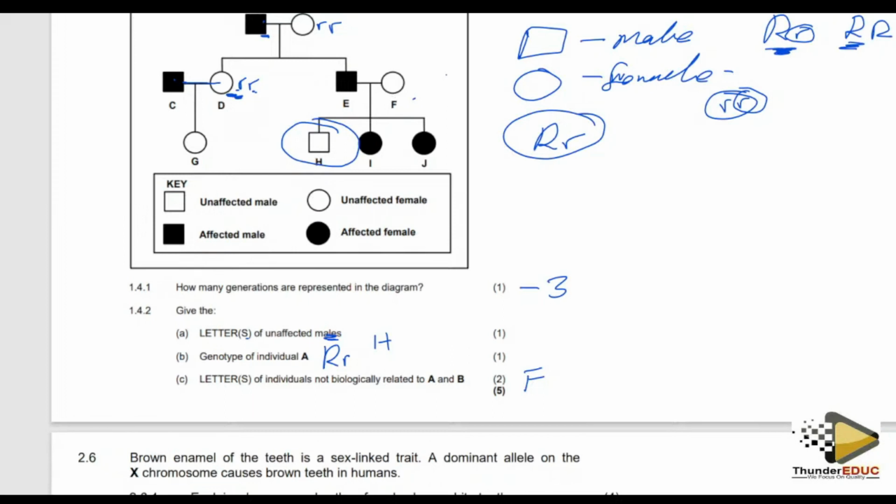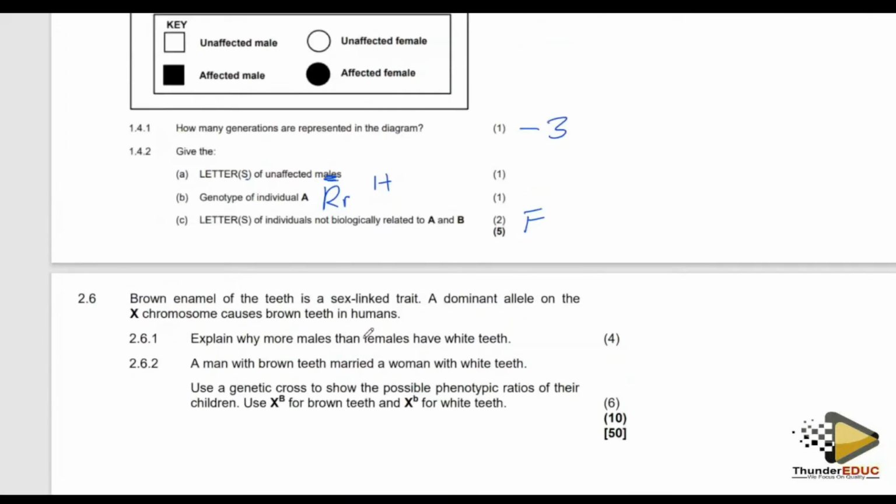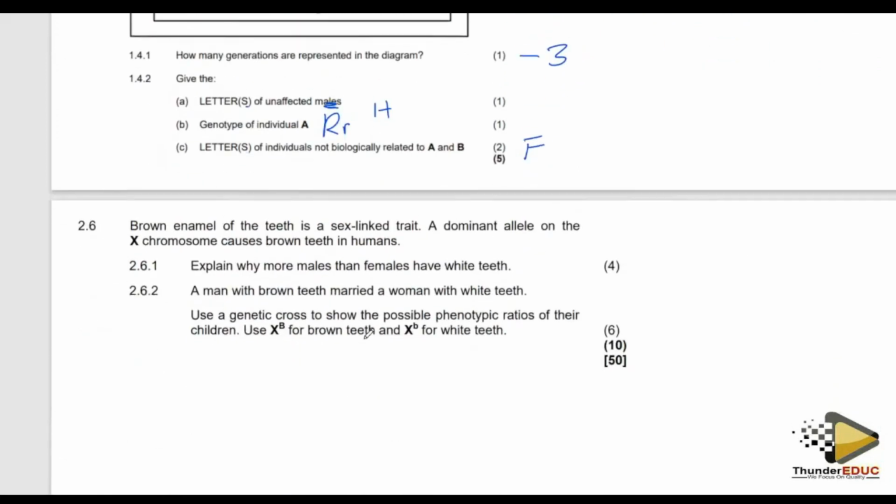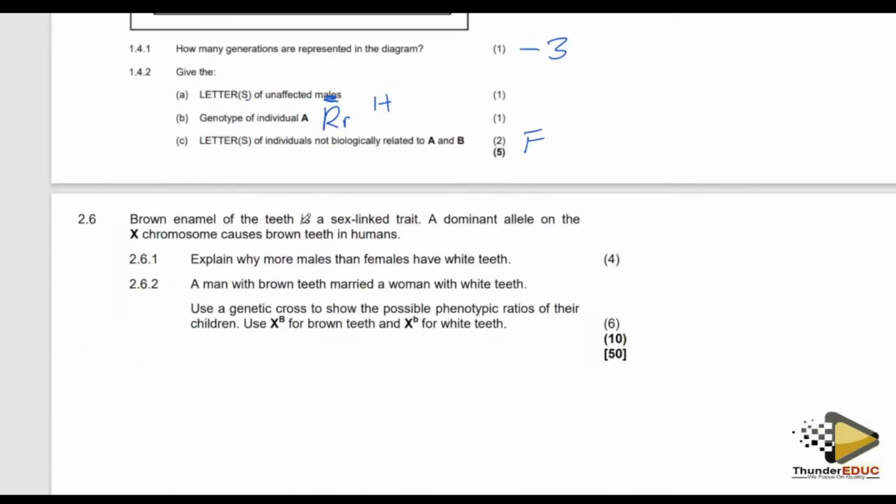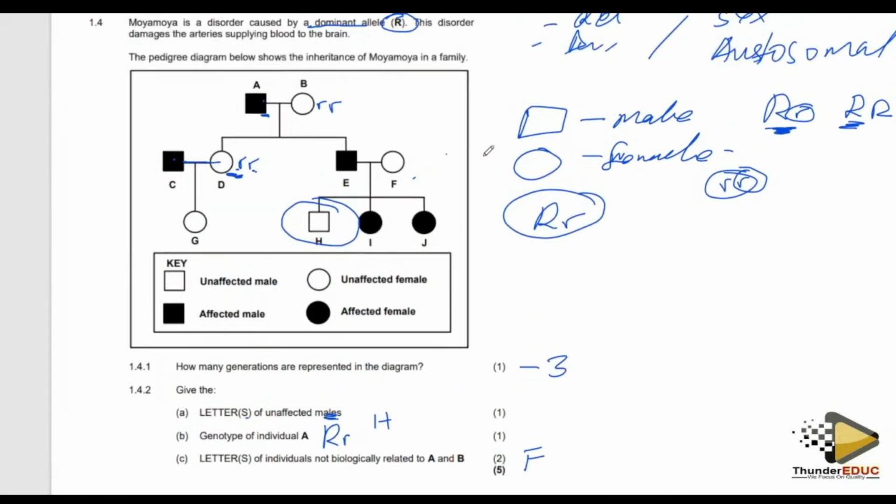Then they are saying that brown enamel of teeth is sex linked. Now here, this question, they have specified that this is sex linked. So in the question, if they don't specify that this is a sex-linked disorder, please do not talk about X and Y. However, you see now here, we have not talked about X and Y. So please find out whether it is caused by recessive allele, dominant allele, sex-linked, or autosomes, meaning non-sex-linked.